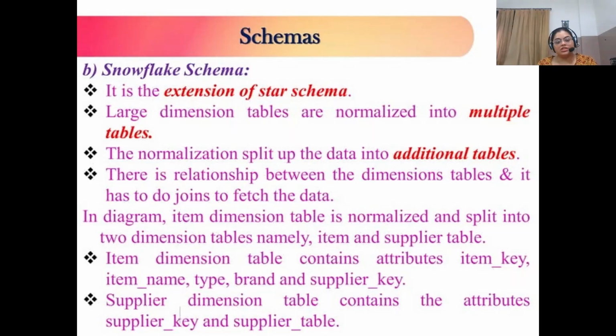Now moving towards another schema, that is the snowflake schema. It is the extension of the star schema. Large dimension tables are normalized into multiple tables. The normalization splits the data into additional tables. There is a relationship between the dimension tables and it has to do joins to fetch the data. So in the diagram, the item dimensional table is normalized and split into 2 dimensional tables, that is the item and supplier tables.